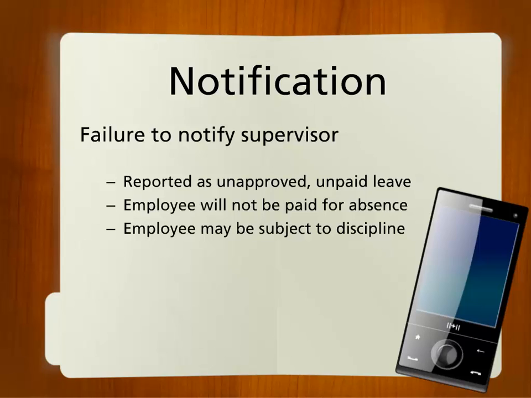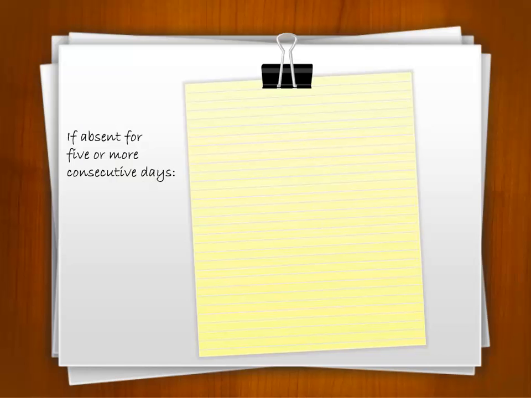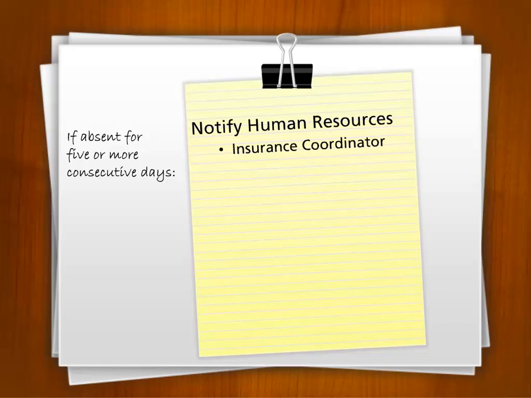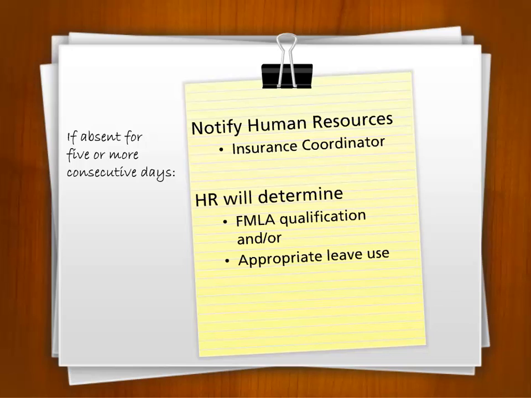It is important to know that employees must notify their supervisor, not the office manager or a coworker. If an employee is absent for 5 or more consecutive days, the employee must notify the Human Resources Insurance Coordinator. HR will determine if the employee may qualify for FMLA and whether they have used the leave appropriately. A physician's statement verifying illness or injury may be required.